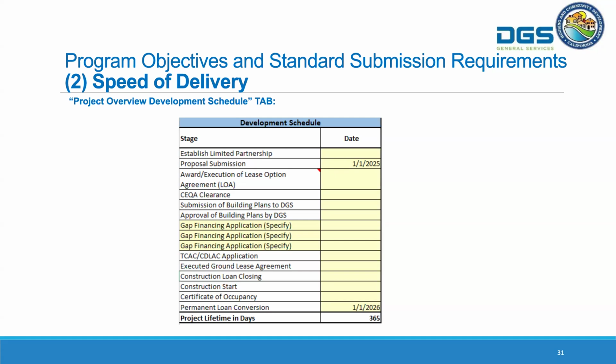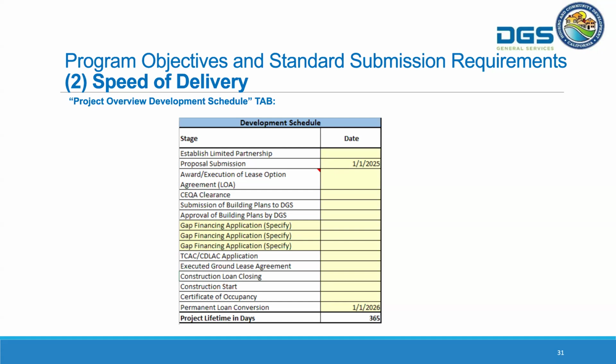As noted earlier by Carrie, building plans typically go through the local building department review prior to going to DGS for approval. You can assume that plans will route to the local government in your proposal. Disregard the fact that this says submission of building plans to DGS. It may be directly to DGS or it may be directly to the local government. Just want to clarify that.